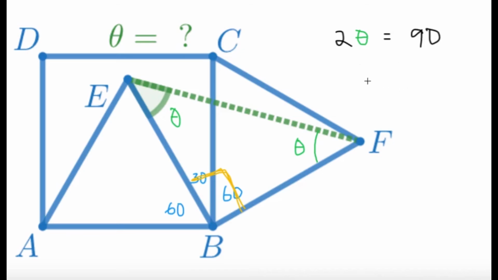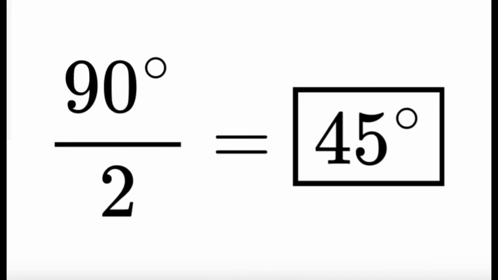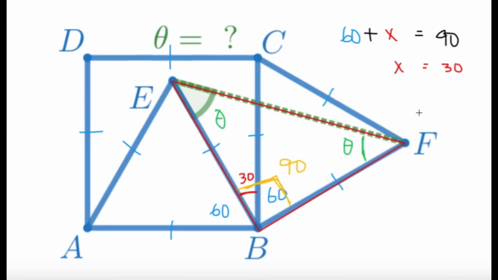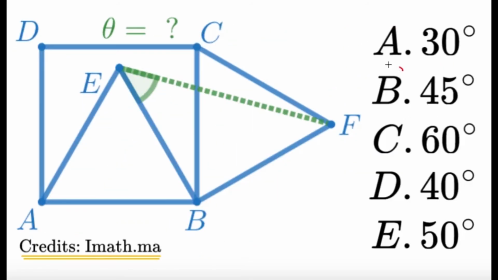So we divide both sides by 2, and we get that theta would be equal to 90 divided by 2. So 90 degrees divided by 2, 90 over 2, is going to give us 45 degrees. And this will be our final answer. So going back to the original question, we would encircle letter B.